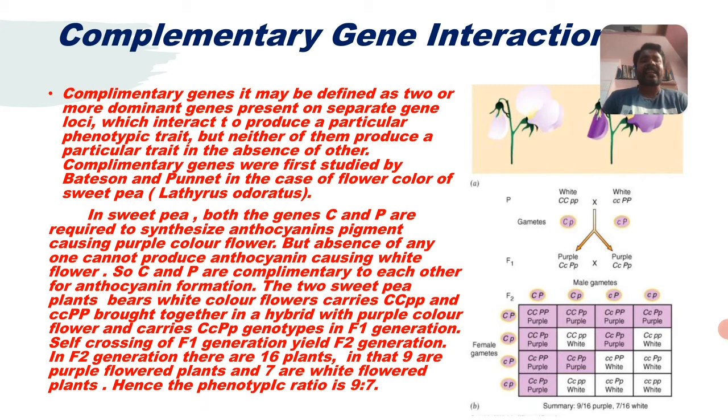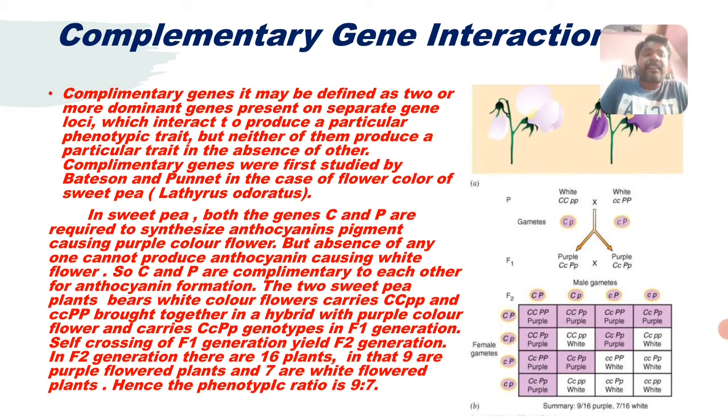The complementary genes were first studied by two persons, Bateson and Punnett. In the case of flower color of a plant called sweet pea, the scientific name is Lathyrus odoratus. It is a sweet pea plant. See, in the diagrammatic representation in the corner of the slide, one flower is white and another one is purple.